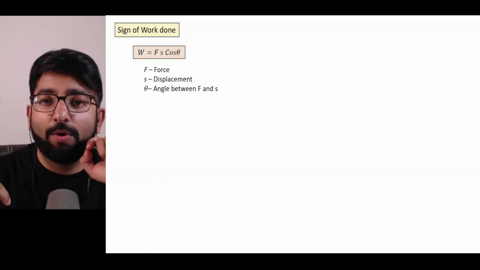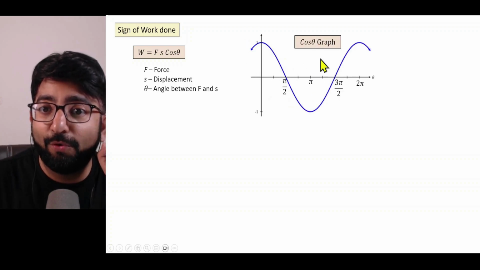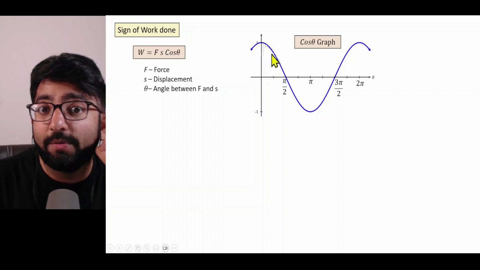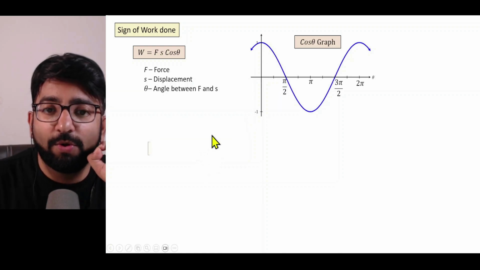For that, it is important for us to know the shape of a cos graph. So, how does a cos graph look like? It looks like this. So cos 0 is 1, cos 90 is 0, but it is important for us to remember the general shape of a cos graph. Now we will consider different values of theta.